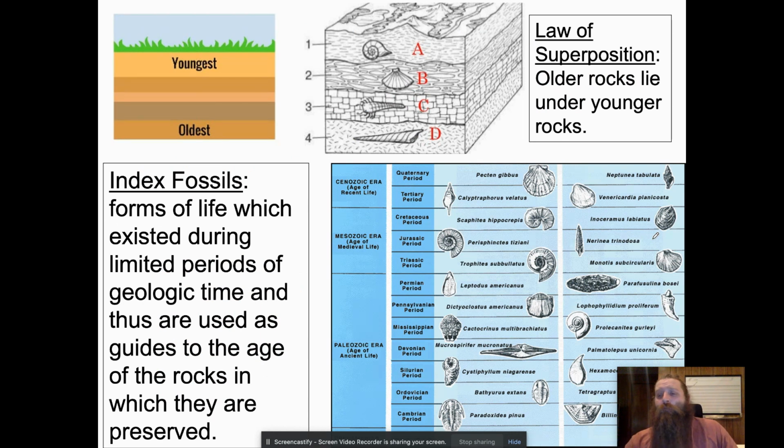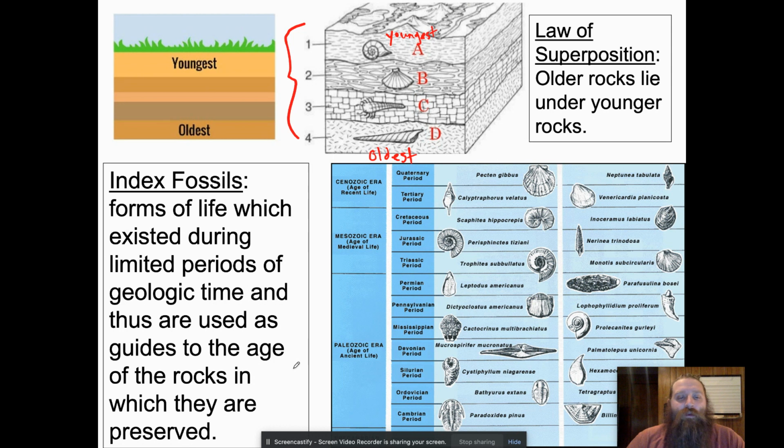again, we got to pull in a little information from your earth science class. We use what's called the law of superposition. So this law tells us that older rocks are underneath younger rocks. And so if I look at this cross section here at the top, I would say that number 4 is the oldest, and letter A, number 1, is the youngest. And that makes sense.